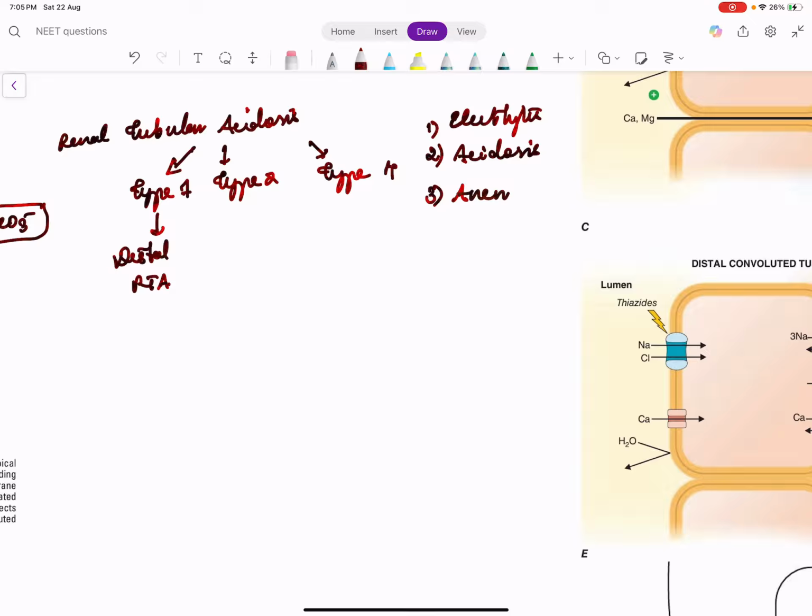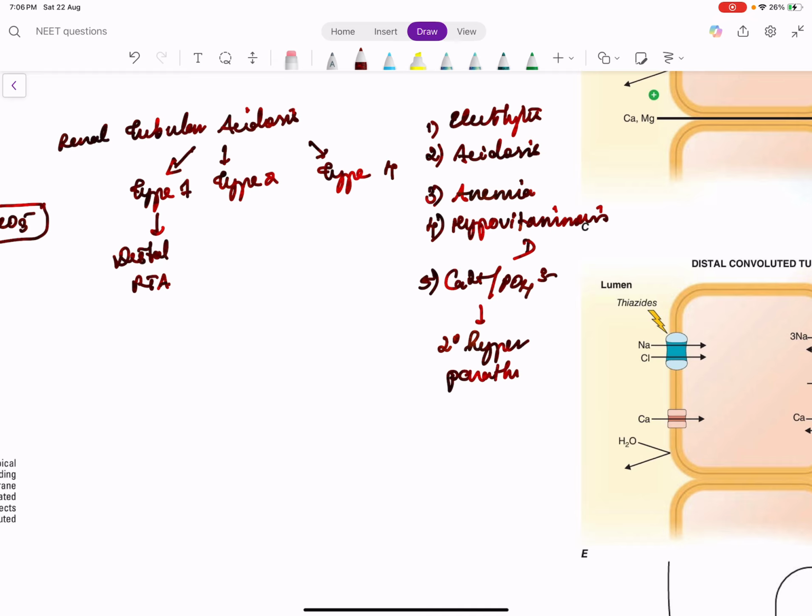Anemia is common because erythropoietin is produced by the tubules. Vitamin D and calcium homeostasis is affected, so there can be hypovitaminosis D. And there can be changes in the calcium and phosphate. When calcium and phosphate is affected, we know very well that secondary hyperparathyroidism occurs. That is called osteitis fibrosa cystica, or the Brown's tumor, or von Recklinghausen's disease. So these are the common features of tubular diseases.